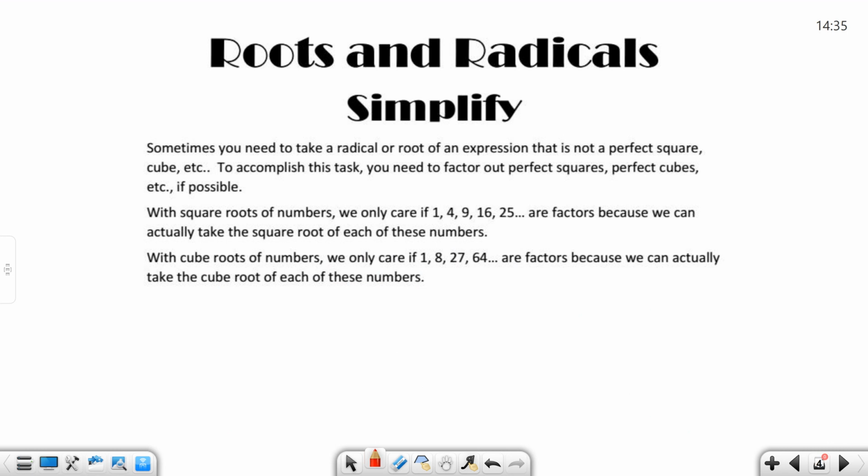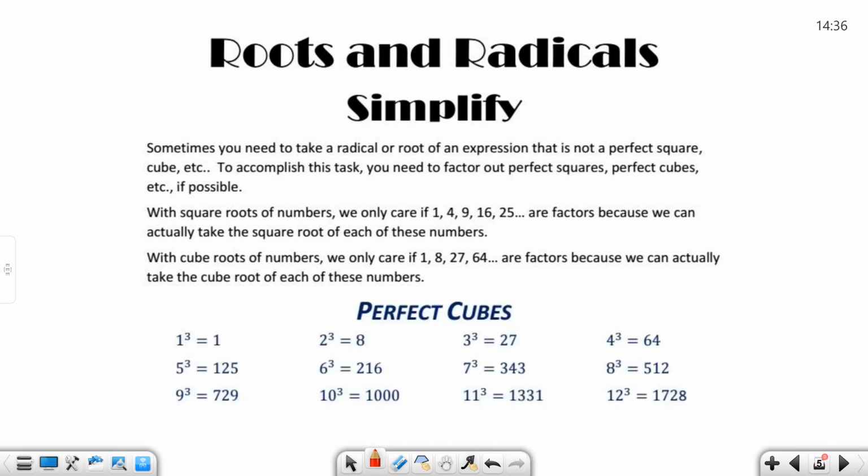Same thing for cubes. With cube roots of numbers, we only care about 1, 8, 27. Why? Because 2 cubed is 8, right? That's 2 cubed. This is 3 cubed, 4 cubed. So the cube root of 64 is 4. The cube root of 27 is 3. I can take or apply the cube root to those numbers. What about 5? What is 5 cubed? That's right, 125. So 6 cubed, 216. We're supposed to be familiar with those things, but let's remind ourselves of them here.